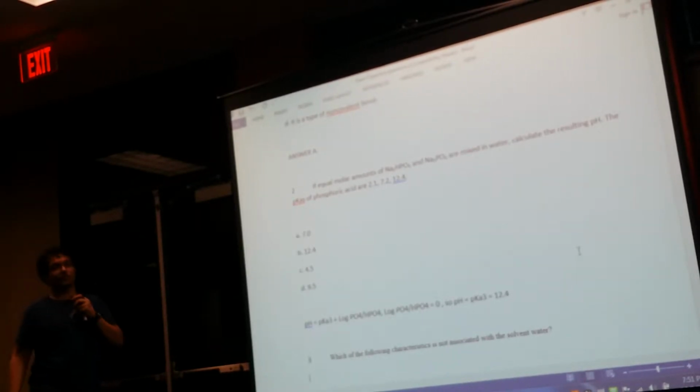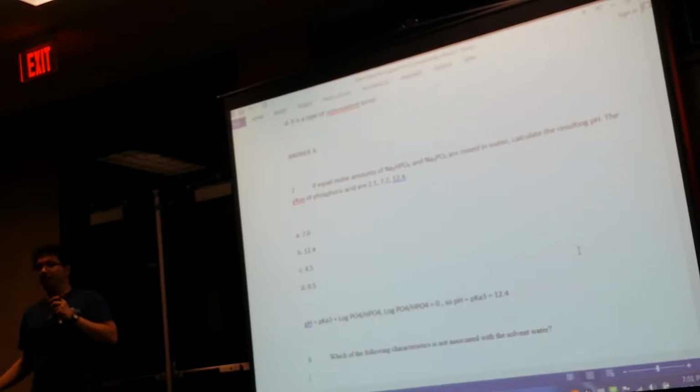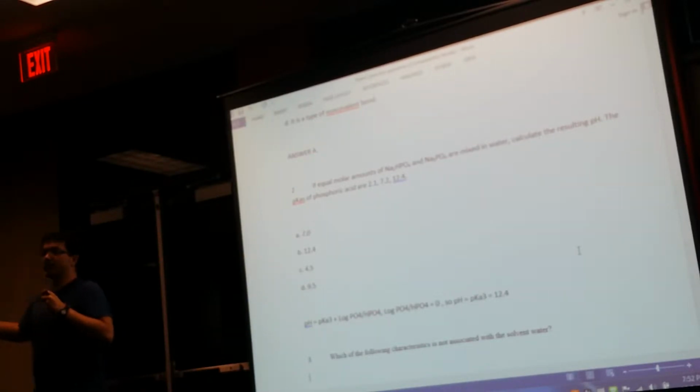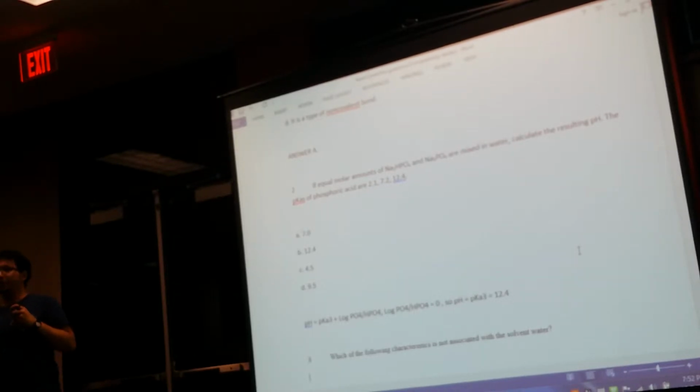So number 2 is talking about phosphate in water, right? We might remember that there are 4 possible states of phosphate: H3PO4, H2PO4, HPO4, and just PO4 with no hydrogens. So you need to know which one of these pKa's represents a transition from one form of phosphate to another form of phosphate. From H3PO4 to H2PO4, which one of those numbers represents that transition? The 2. So it always goes from lowest to highest.